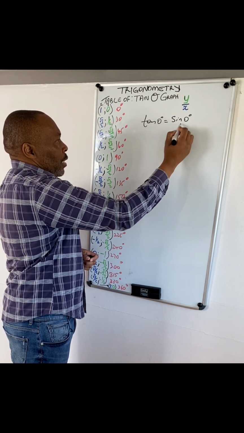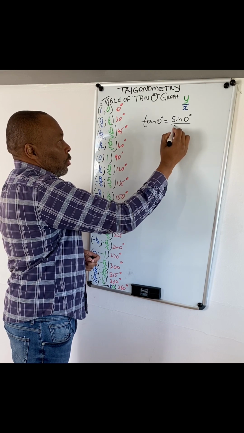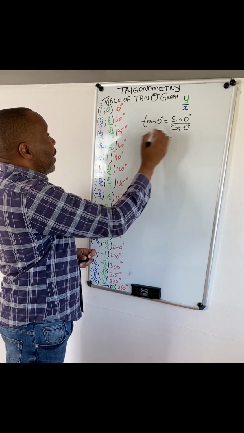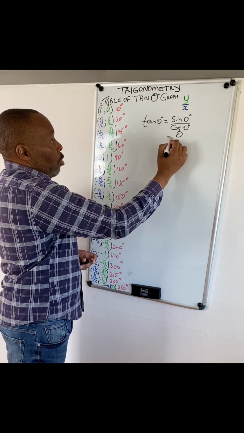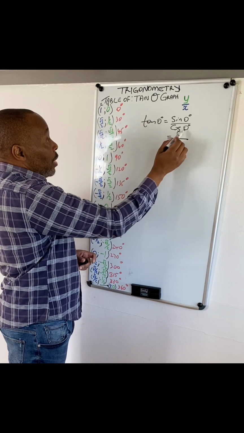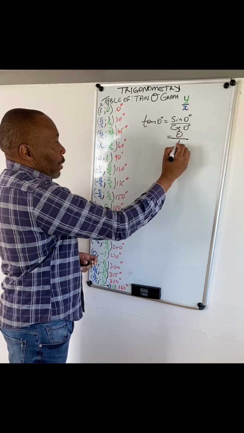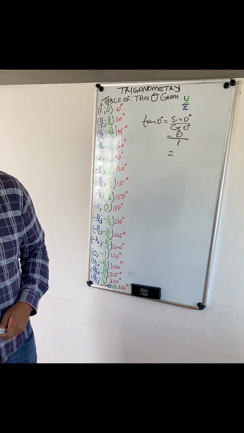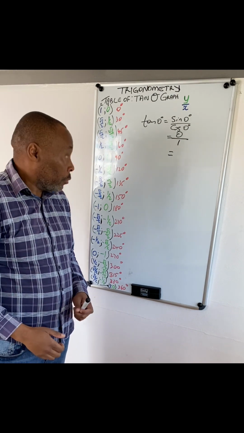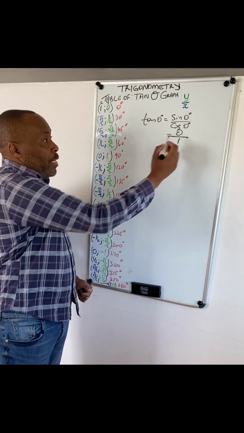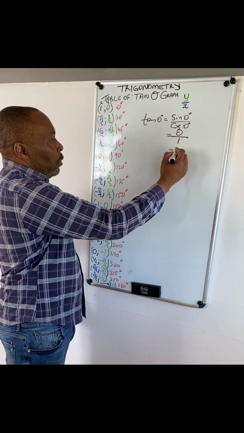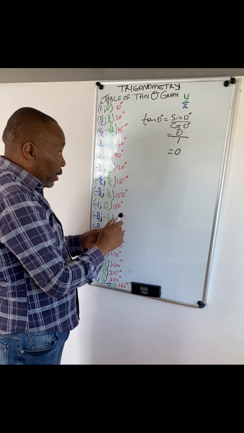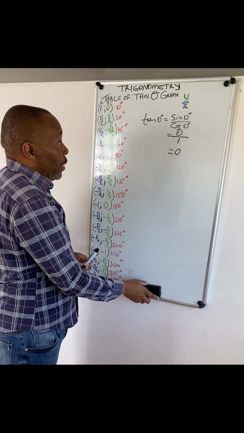Now let's start with tan 0 degrees, which will be equal to sine 0 degrees over cos of 0 degrees. Now sine 0 is 0, over cos 0 degrees is 1. The x value is 1. Therefore we have to find 0 divided by 1. 0 divided by 1 is 0. So tan 0 degrees will be equal to 0.